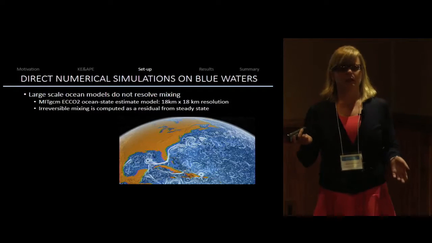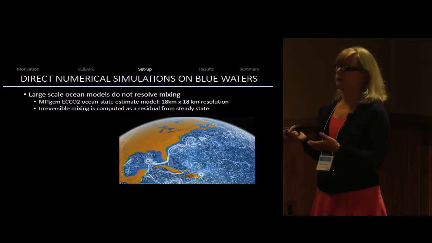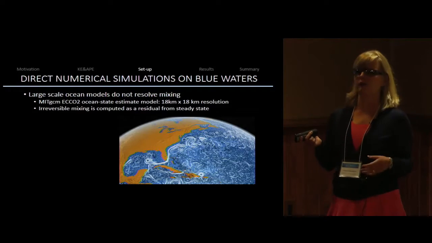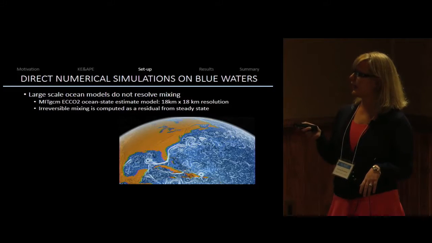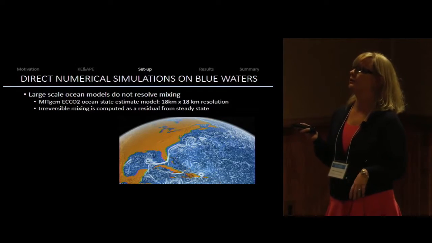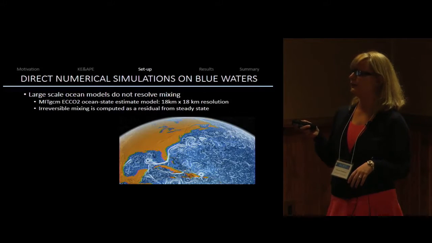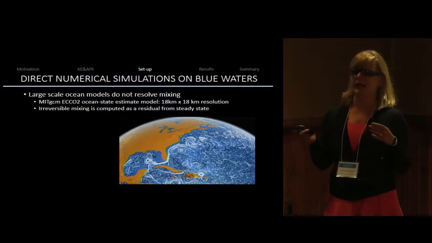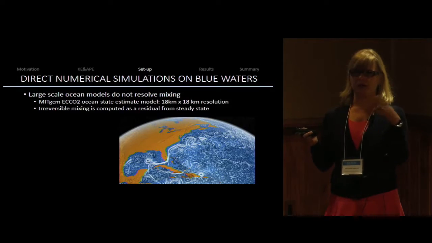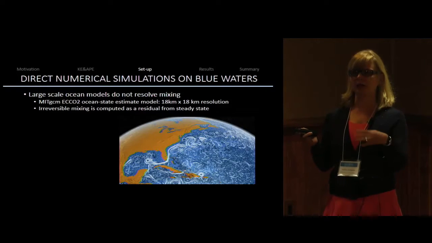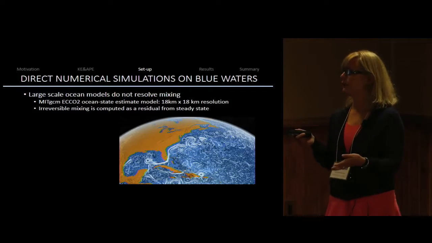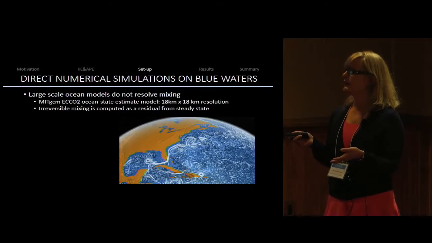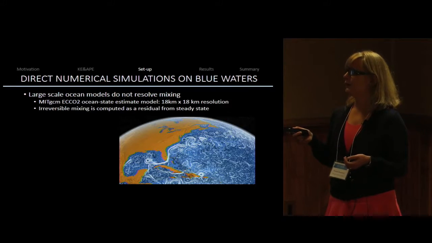So why is it important to look at direct numerical simulations, and especially why am I using Blue Waters? In general, the large-scale ocean models do not resolve mixing. This is a picture from the MIT GCM ECCO2 ocean state estimate model. It has about 18 by 18 kilometer resolution, and it's a full 3D model. What they do is they match the surface forcings and everything to actual observations in the ocean, and then try and go back and fix all the turbulent parameters. But it still only resolves up to mesoscale eddies.